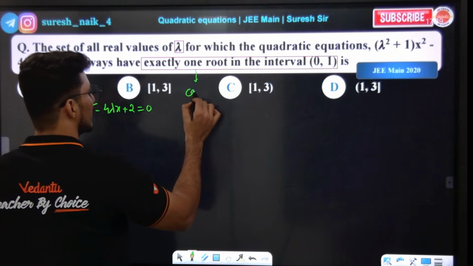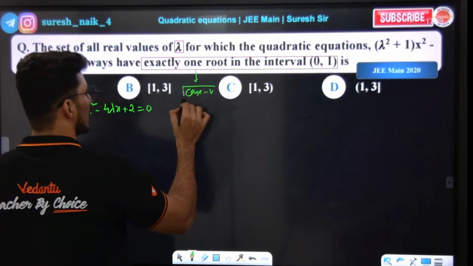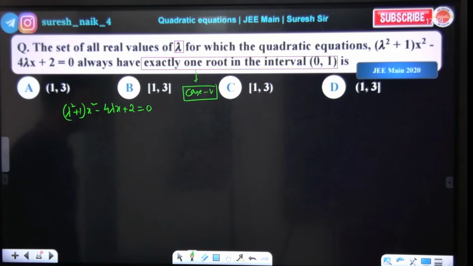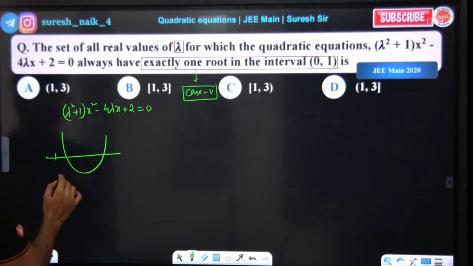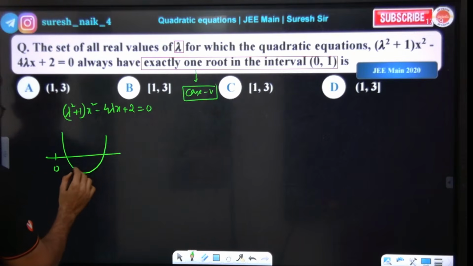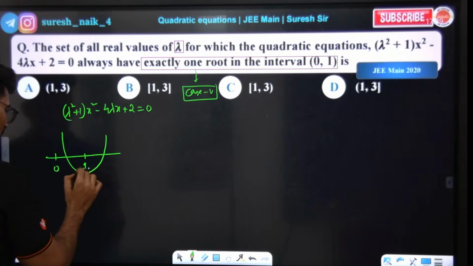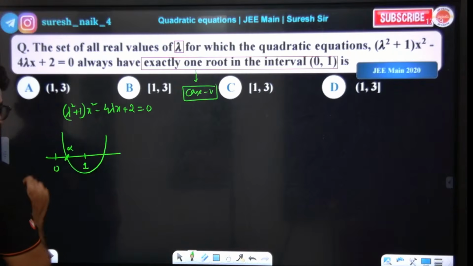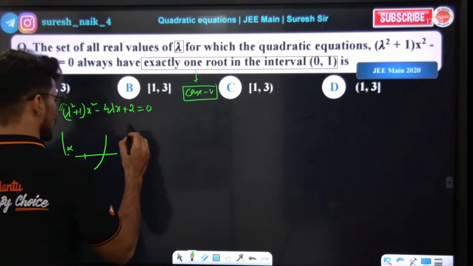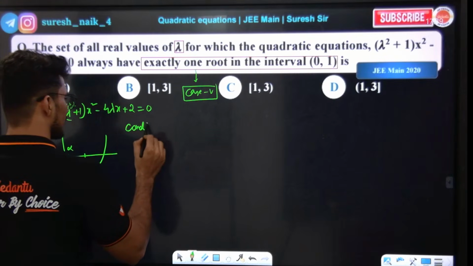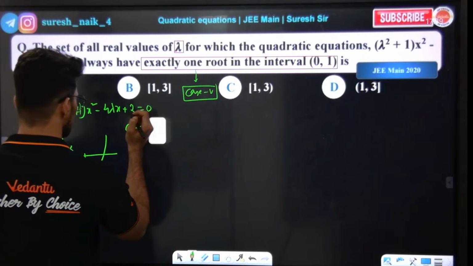Case number 5. Apply case 5. So how will the graph be? Exactly one root will be between 0 and 1. This is 0, this is 1. Check it out. Yes or no? This is how the graph should be. What is the condition?